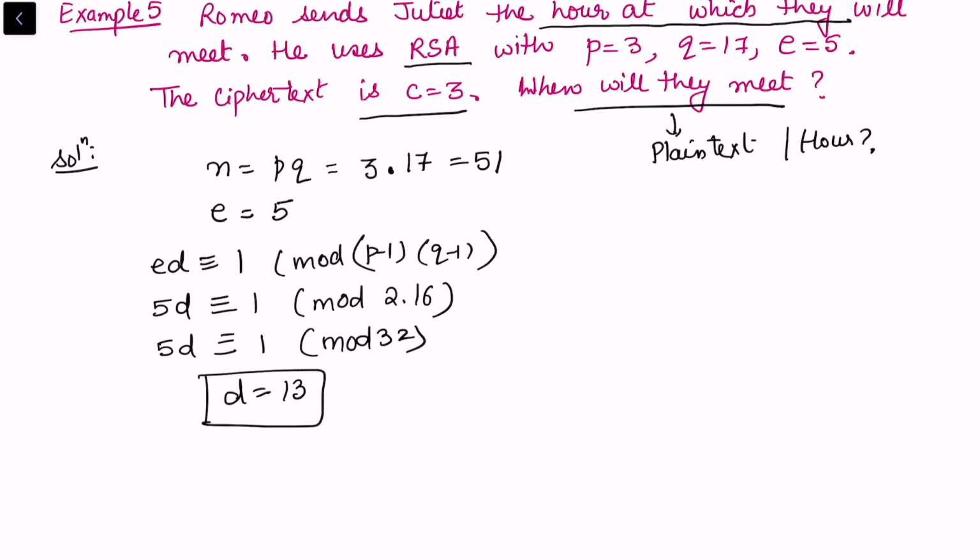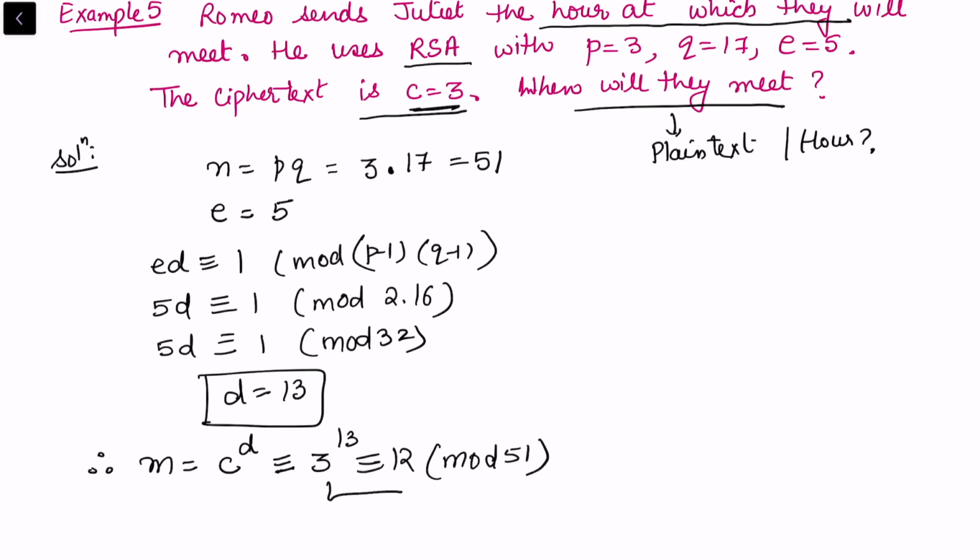Once we know that D is equal to 13, we know the original message is C to the power D. C is already shared with us, that is 3. So 3 to the power 13, and 3 to the power 13 is congruent to 12 mod 51. To know why 3 to the power 13 is congruent to 12, we are going to use the same method. 3 is congruent to 3 mod n, where n is 51.